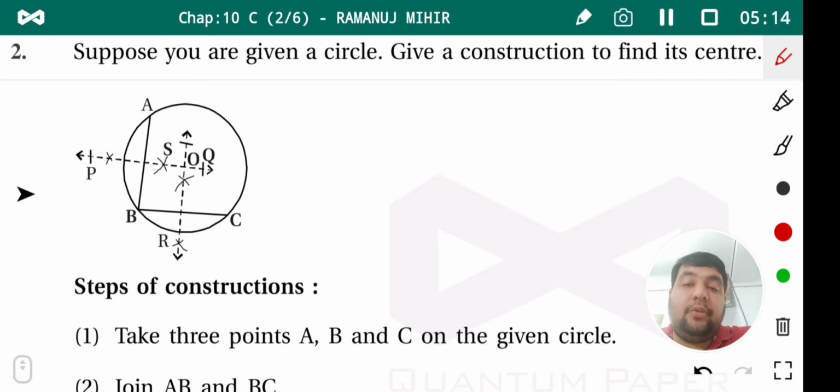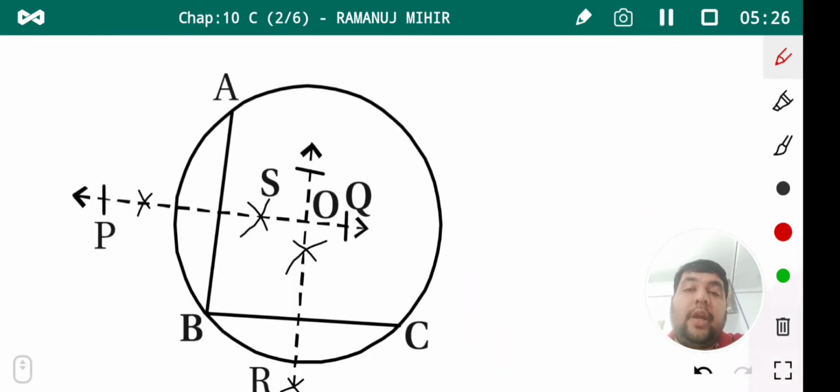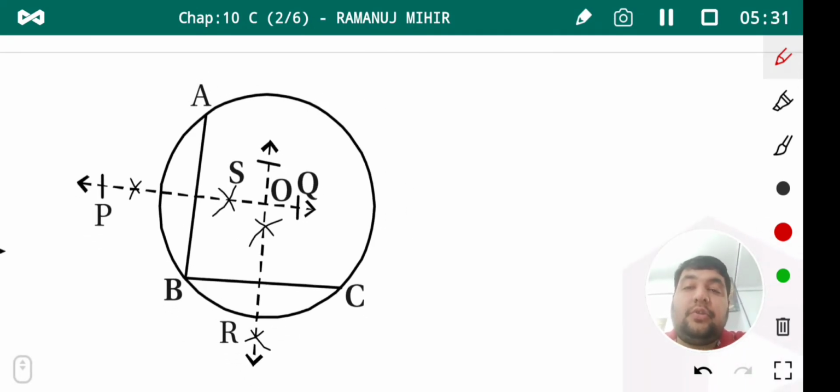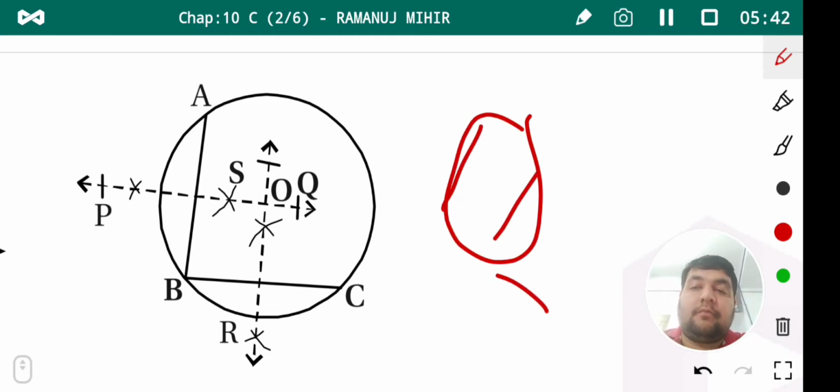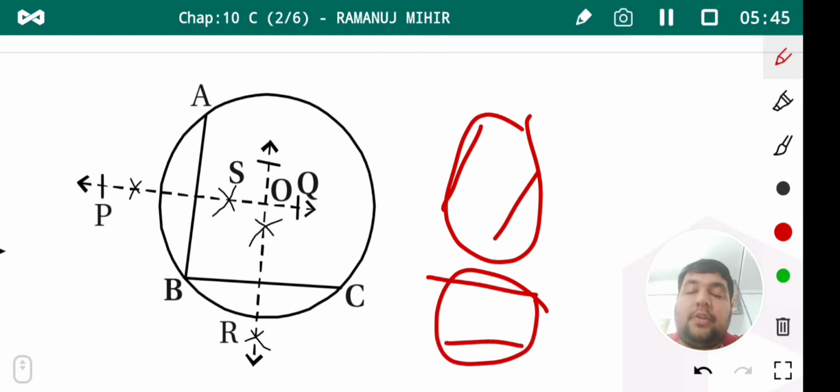So what will we do to solve this problem? First of all, we will draw any two arbitrary chords. It is not required to draw exactly as given in the solution. Suppose we have drawn two chords in the figure of any measurement at any point. I can also draw this chord and this chord. You can use any two chords of any length.